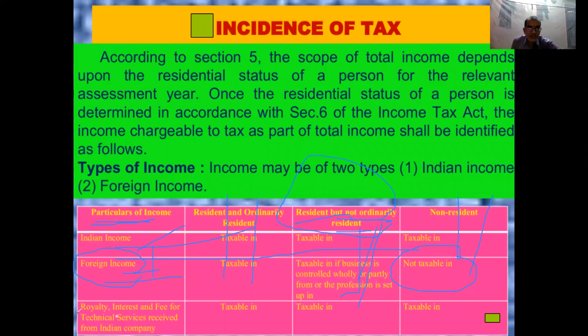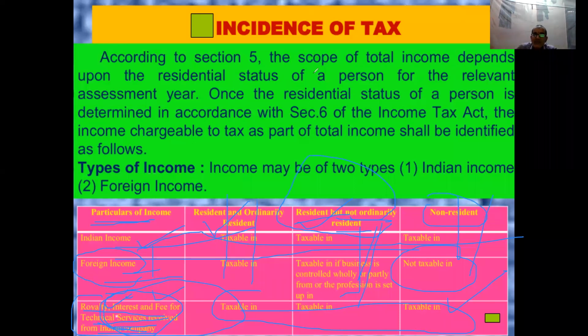Okay, particulars of income. This is the last category: royalty, interest, and fee for technical services received from an Indian company. If an SSC receives royalty or interest or fee for his technical expertise from an Indian company, everybody is taxable. Even though he is a resident or ordinary resident, he has to pay tax. He is a resident but not ordinary resident, he has to pay tax. Even if he is a non-resident, he has to pay tax because it becomes an Indian income. On Indian income, everybody has to pay tax.